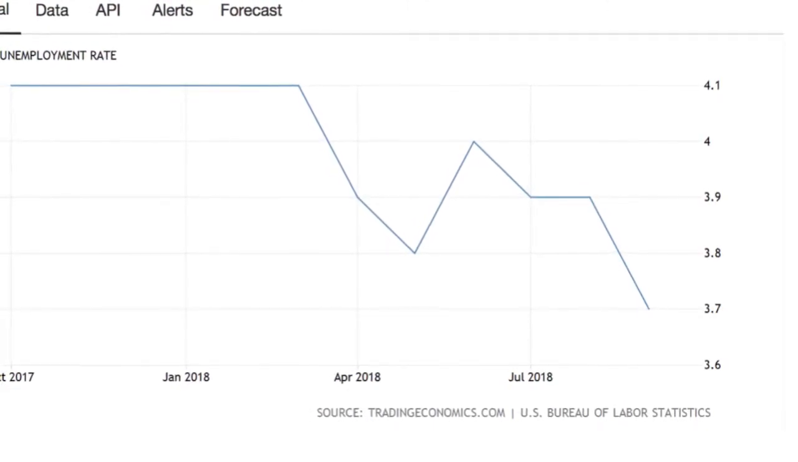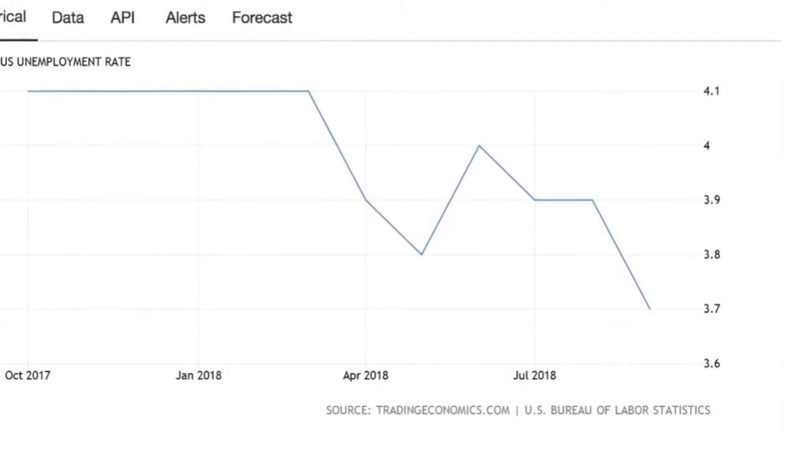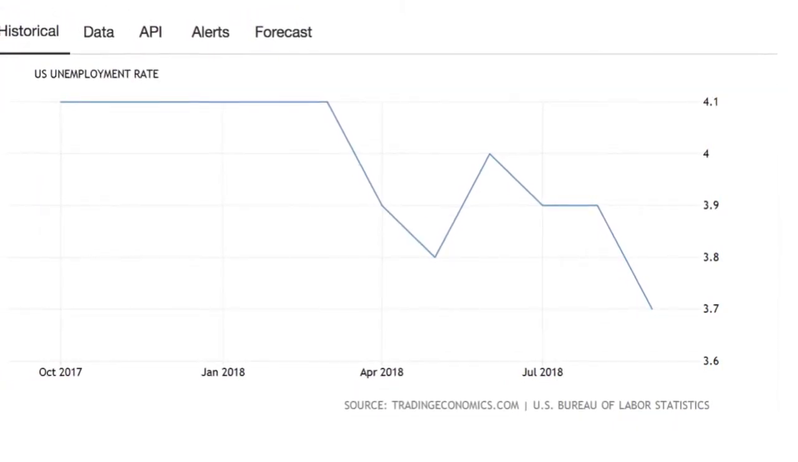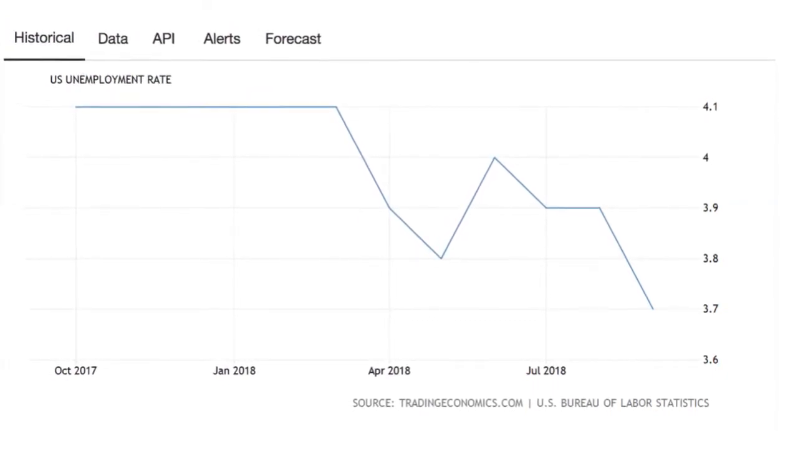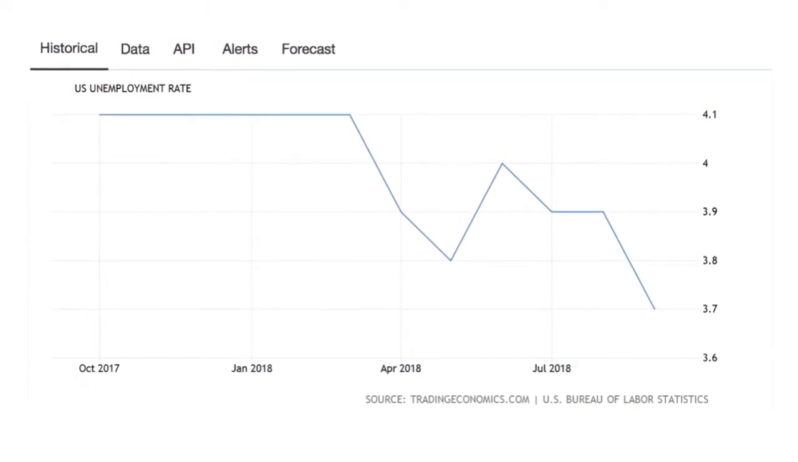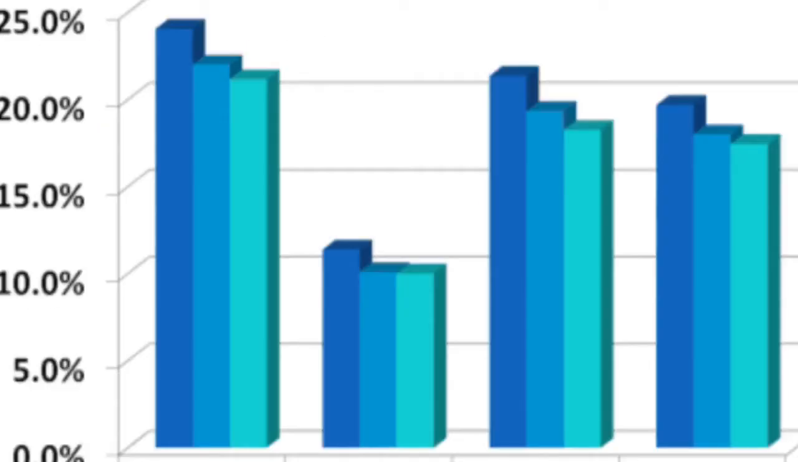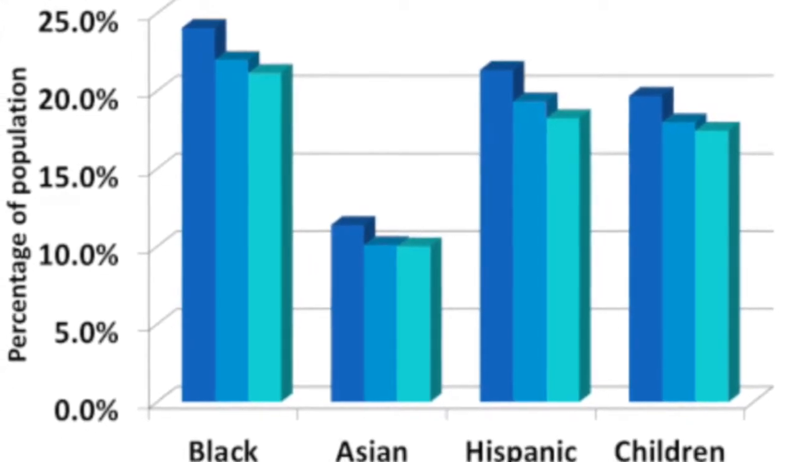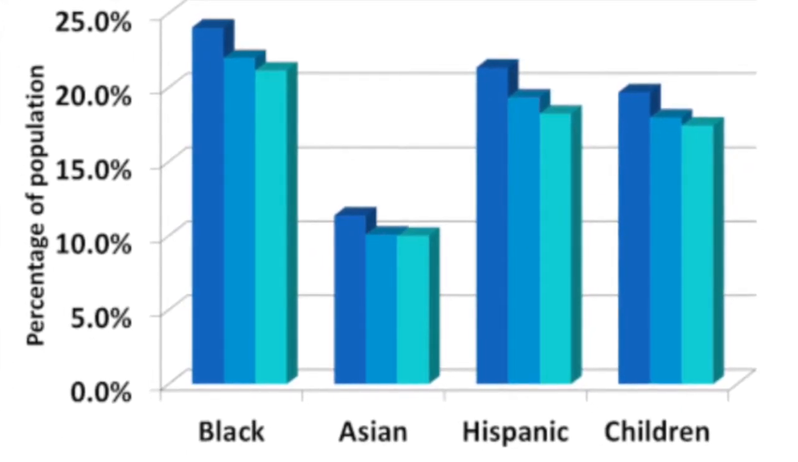Trading Economics reported that the U.S. unemployment rate was 4.1% starting from October of 2017 until March of 2018. Over the past few months, there has been a small decline of unemployment rates to 3.7%, which has been the lowest since December of 1969. However, the jobless rates for blacks and Hispanics have showed little or no change, so the decline does not reflect the prosperity among minority groups.